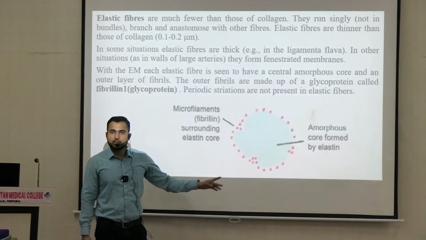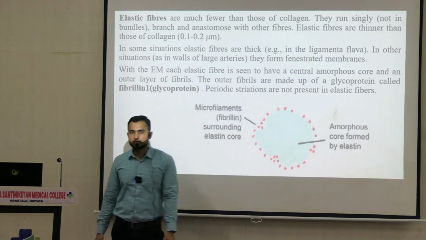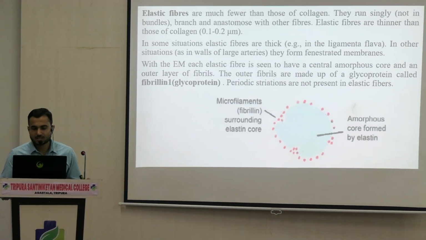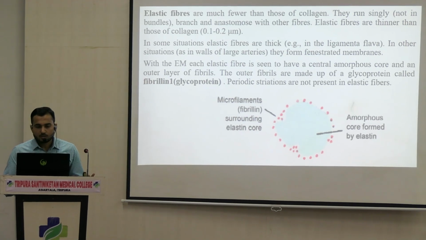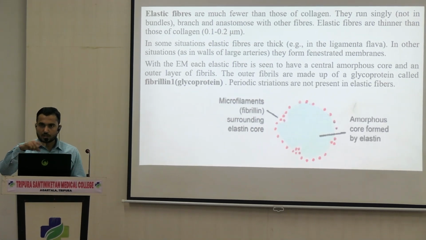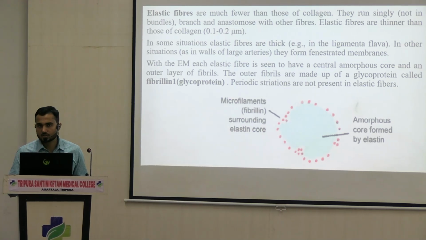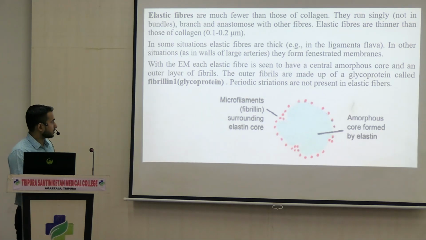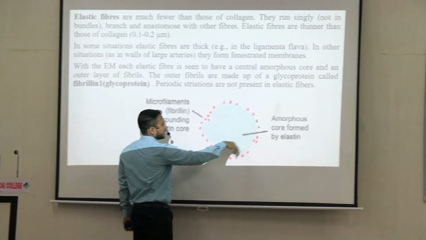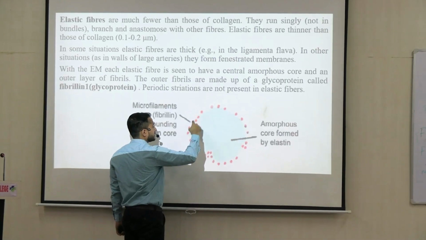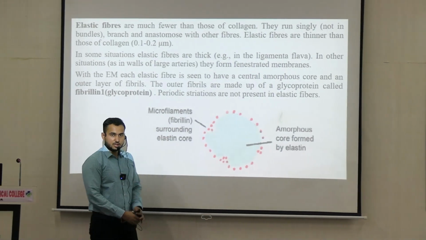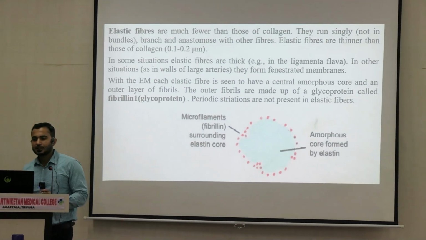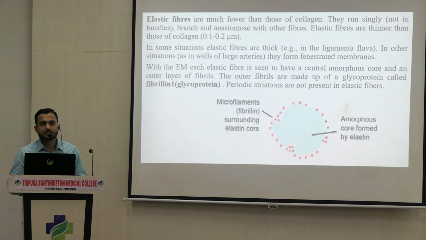Now this core is made up of a protein called elastin. The central core is made up of a protein called elastin. Next, the outer layer is made up of fibrils, and those fibrils are made up of a glycoprotein called fibrillin 1. So this is the central core made up of elastin protein, and in the outer part you can see the cut sections of the fibrils. What is shown in red color is nothing but the cut section of the fibrils. These fibrils are made up of a glycoprotein called fibrillin 1.